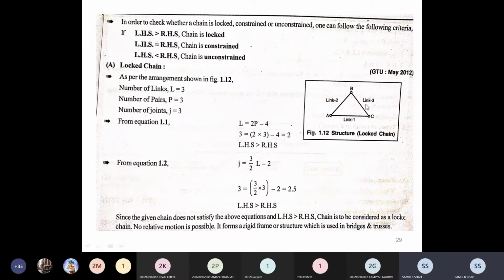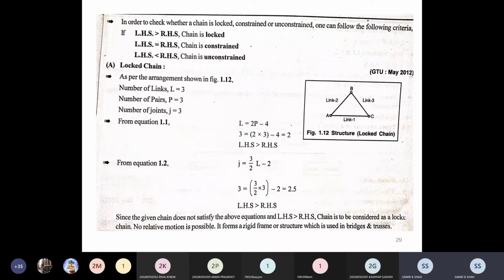I will give you one example where link 1, link 2 and link 3 are given. The number of links is 3, the number of pairs is 3, and the number of joints is also 3: joint 1, joint 2 and joint 3. A pair means where two links meet. So there are three pairs. Now we put the values in the equation L = 2P - 4, where P = 3 and L = 3. The value of 2P - 4 is 2, while the value of L is 3. It shows that the left-hand side is higher, so it is called a locked chain.